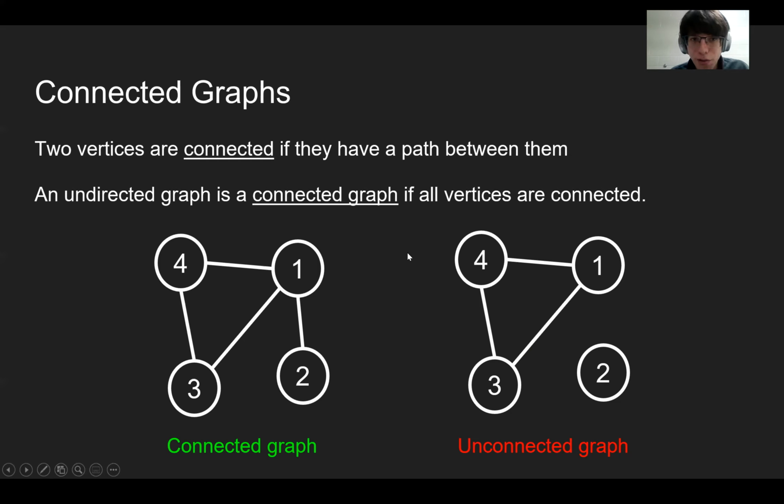And these are both undirected graphs. We'll talk about undirected in a minute. But it's a connected graph if all vertices are connected. Okay.